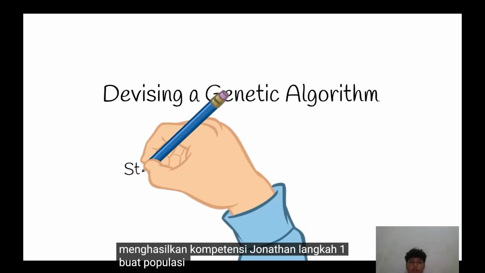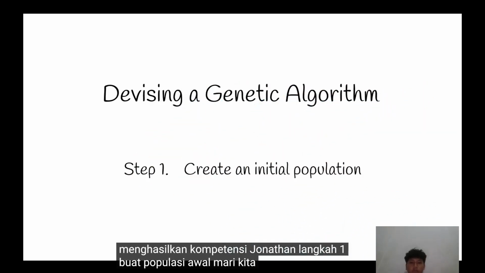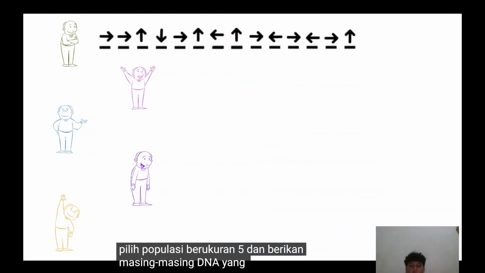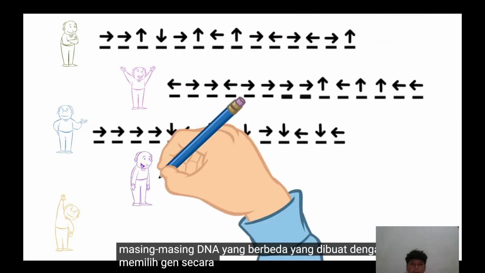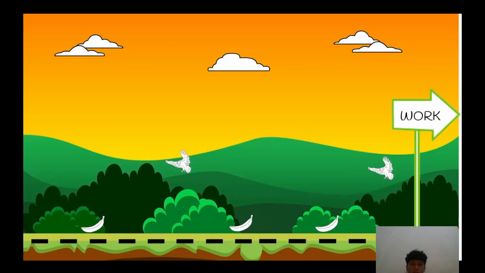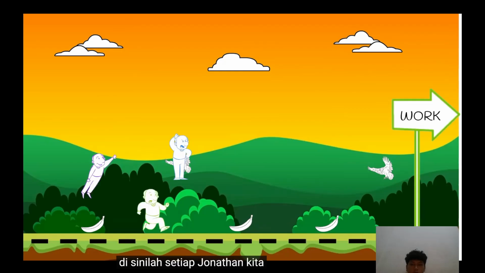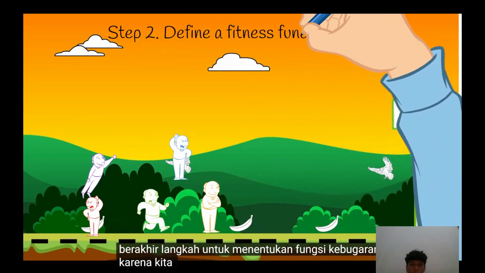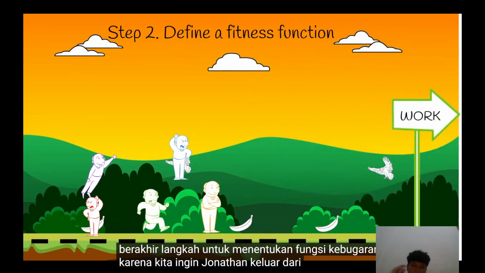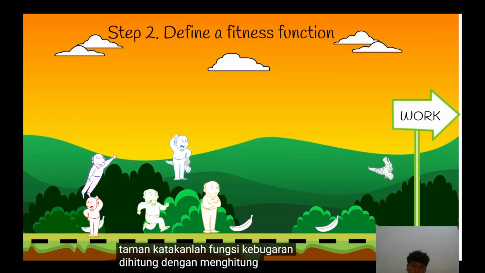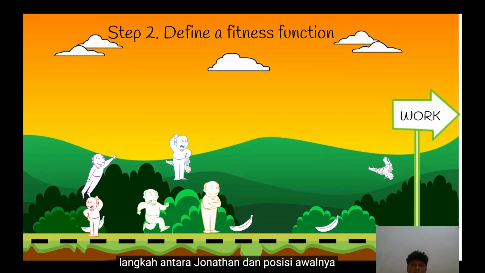Step 1. Create an initial population. Let's choose a population of size 5 and give them each a different DNA created by randomly selecting the genes from the 4 action options. This is where each of our Jonathans end up. Step 2. Define a fitness function. Since we want Jonathan to end up exiting the park, let's say the fitness function is calculated by counting the number of steps between Jonathan and his initial position.